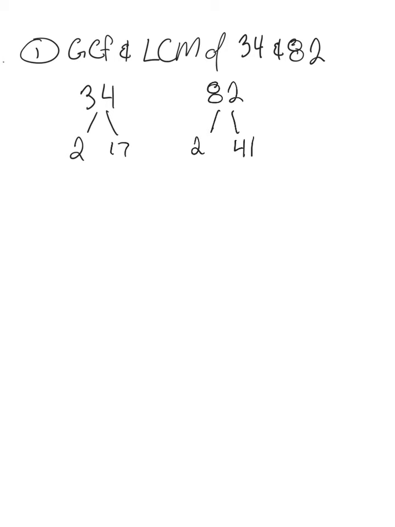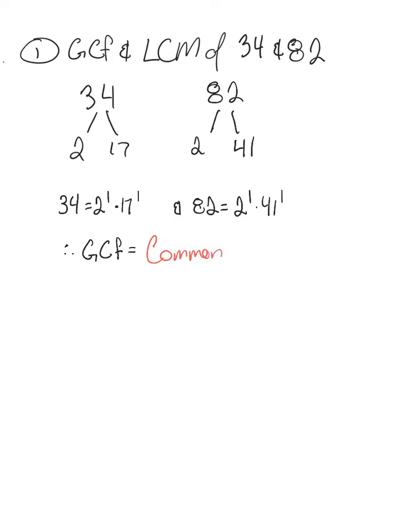So if we look at this, 34 equals 2 to the 1 times 17 to the 1, and 82 equals 2 to the 1 times 41 to the 1. So therefore, the GCF, the greatest common factor, will equal something that is common between both. And what's the only thing that's common between both? 2. 2 to the 1, which equals 2.